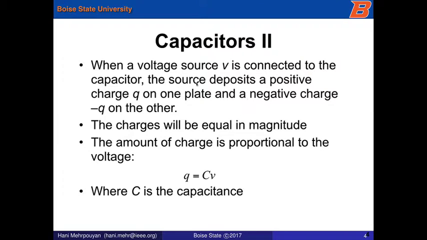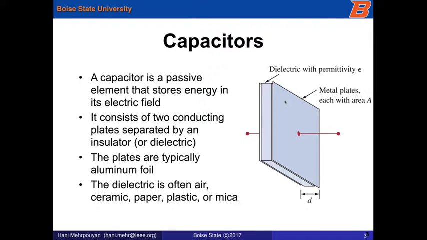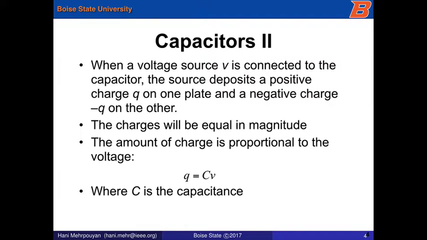So when you apply a voltage across a capacitor, you deposit charges on these two plates. So if we go back to this diagram, if we connect this plate to a positive and this plate to negative, what happens is that positive charges accumulate here, negative charges accumulate here, and you basically build energy around the capacitor.